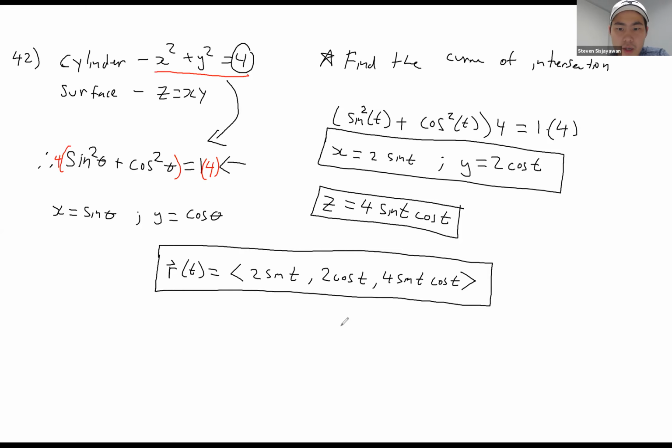Okay. And just to recap, the biggest thing you want to do for these curves of intersection is rewrite each variable x, y, z in terms of the variable t. Okay. All right, let's go through one more question, or two more questions actually. So that's 42. Let's go over 44 from 13.1.